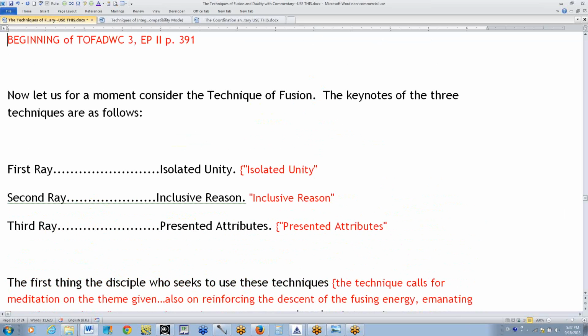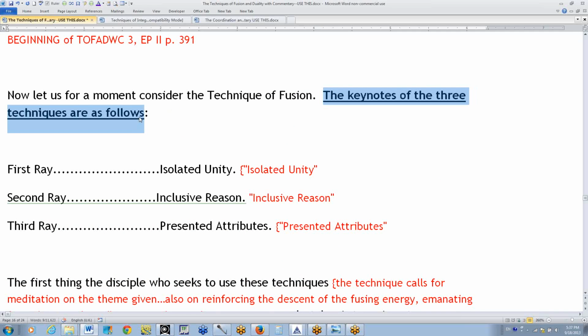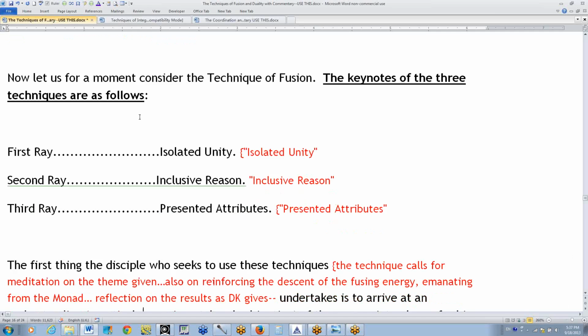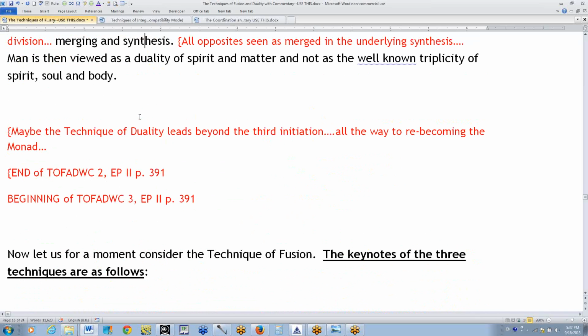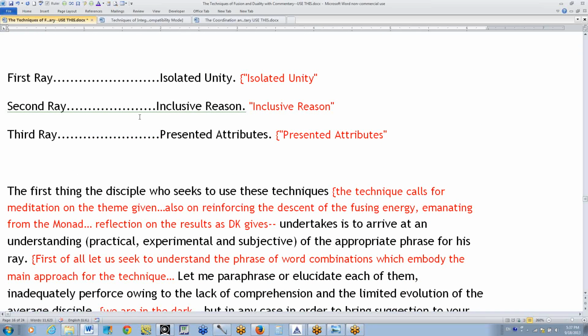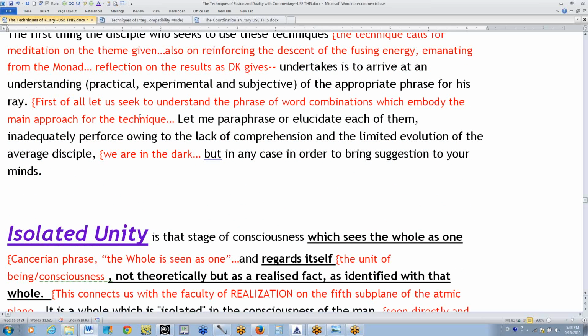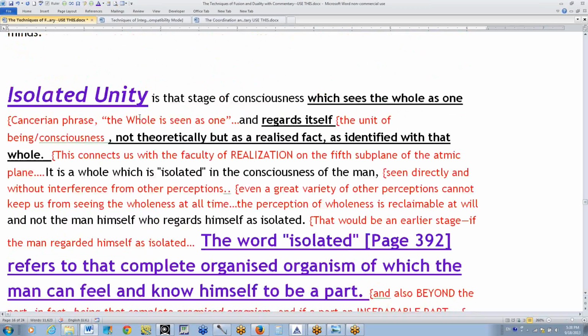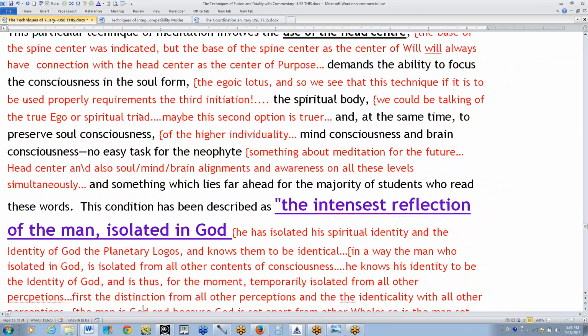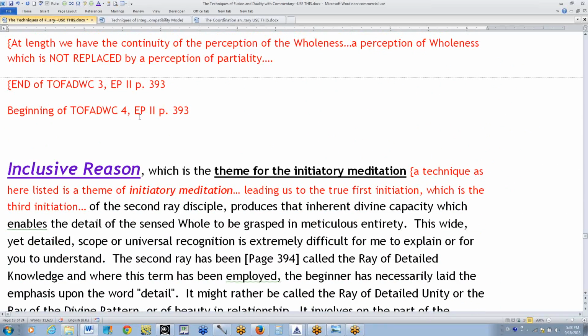The keynotes of the three techniques are as follows. Okay, well maybe these are keynotes and cannot really be considered techniques per se. Perhaps the technique is hidden within the keynote, or perhaps the technique is revealed through initiatory meditation upon the keynote. He has not yet really said what the technique is per se. When it comes to the 7 methods of ray integration, of soul personality integration, he has given us 7 stanzas, and here we do not have stanzas. We simply have themes upon which initiatory meditation is to take place.